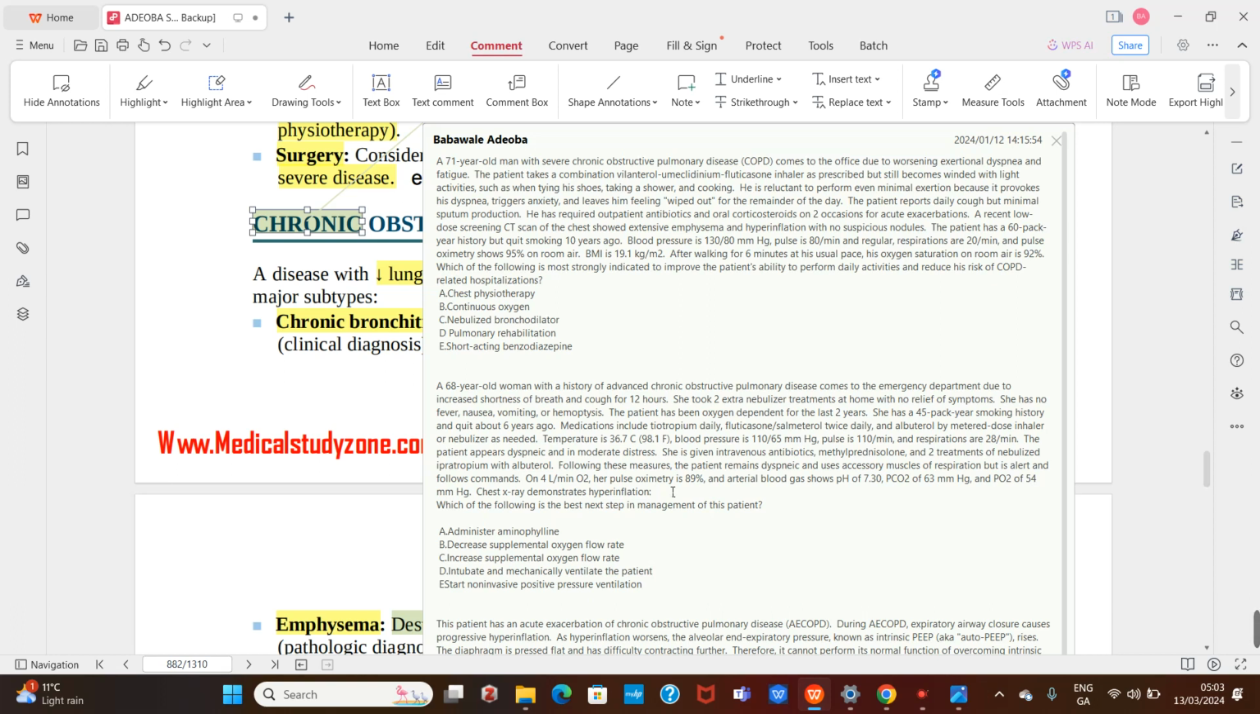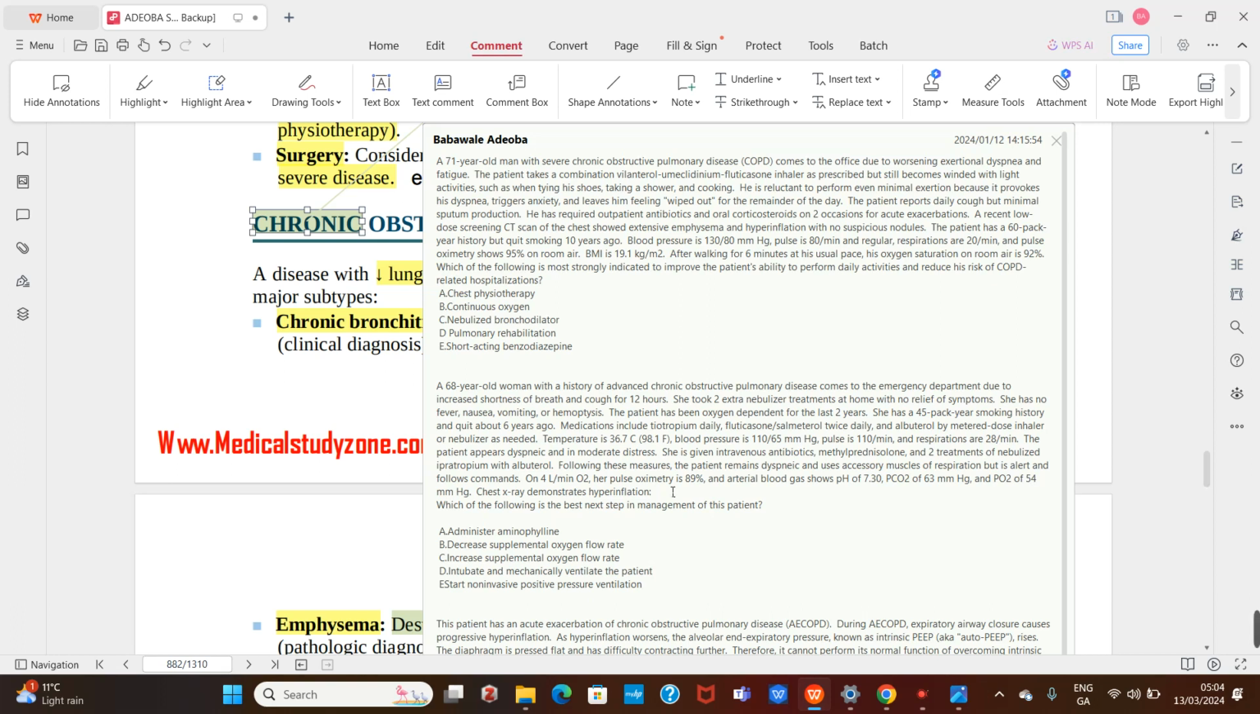A 68-year-old woman with a history of advanced COPD comes to the emergency department due to increased shortness of breath and cough for 12 hours. She took 2 extra nebulizer treatments at home with no relief of symptoms. She has no fever, nausea, vomiting, or hemoptysis. The patient has been oxygen dependent for the last 2 years. She has a 45 pack-year history and quit 6 years ago. Medication includes tiotropium daily, fluticasone salmeterol twice daily, and albuterol by metered dose inhaler or nebulizer as needed.